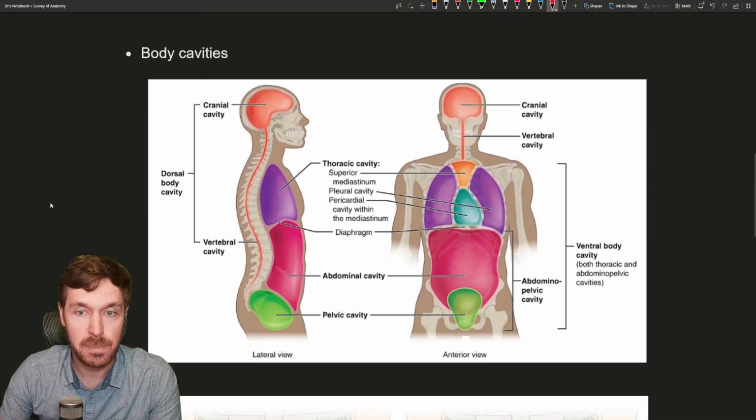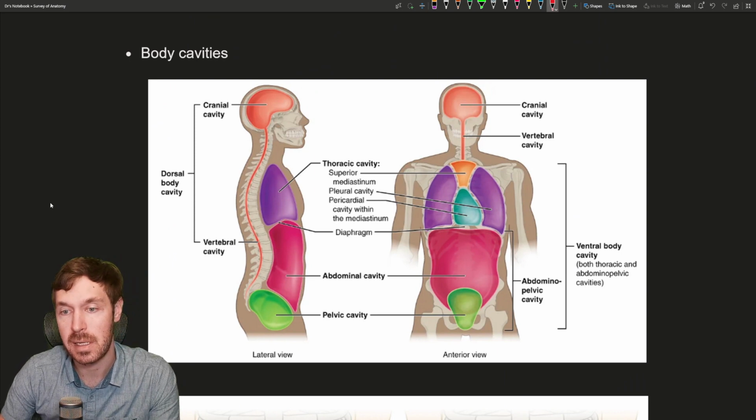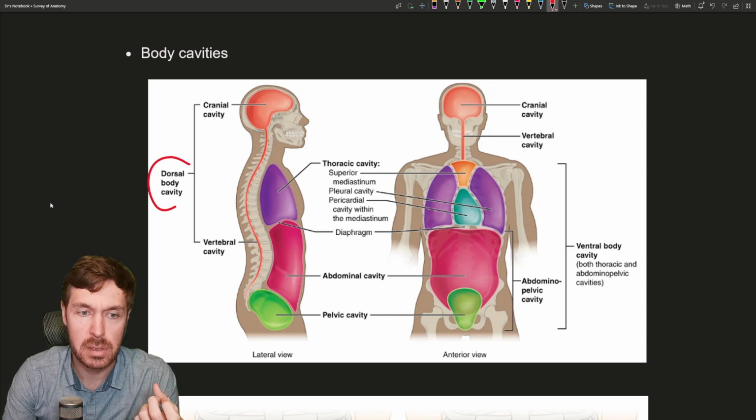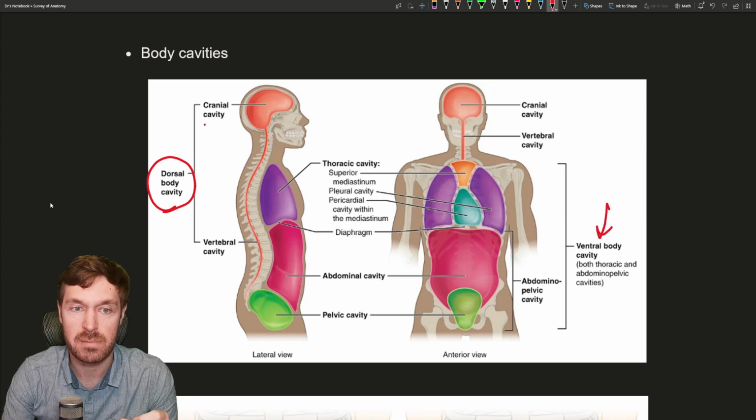All right. Next part here is we could talk about the various body cavities. So a cavity is an area that's separated from other parts of the body via membranes. So this is mainly only in the dorsal body cavity versus the ventral body cavity. Dorsal body cavity is made up of the cranial cavity and the vertebral cavity. So cranial cavity houses the brain, vertebral cavity houses the spinal cord.